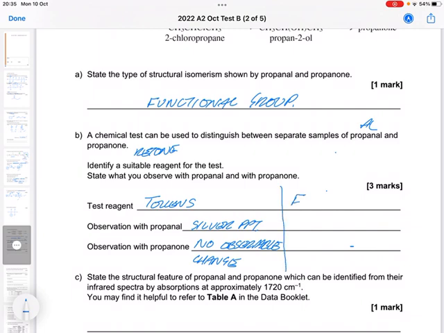So use Fehling's solution, which will give you a brick red precipitate, just abbreviating it as I talk through, and then again no observable change here. I could use acidified potassium dichromate, and here I would see orange to green, and again no observable change here. So I'm just putting those in as alternative answers.